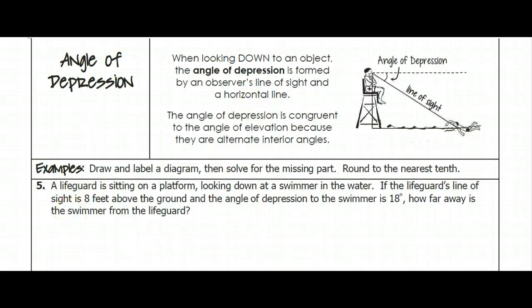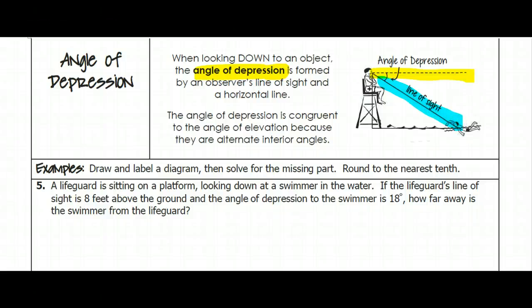Okay, so here's the angle of depression situation. It's another type of angle formed by a line of sight, except here an angle of depression looks down at something. Now the triangle that we draw is a little bit weird. It's formed by a normal line of sight, and you can see that here. There's the horizontal line, and then the line of sight is looking down.